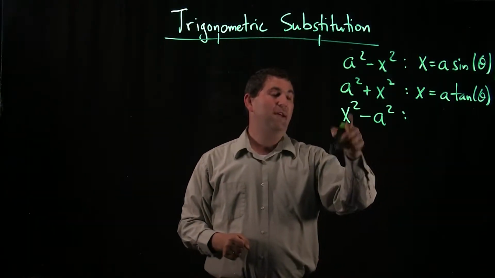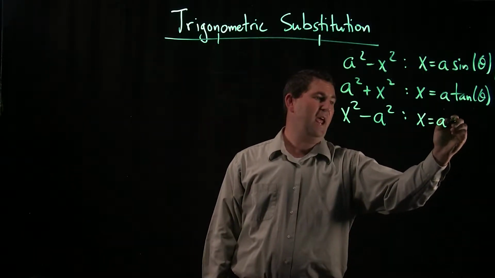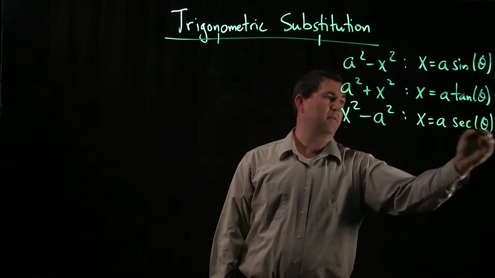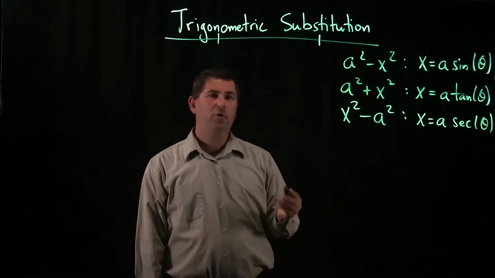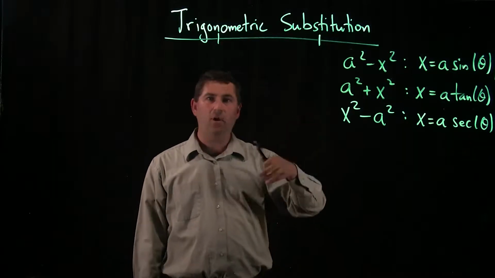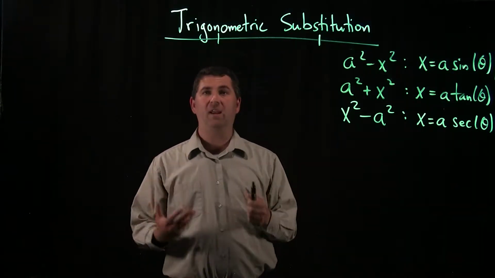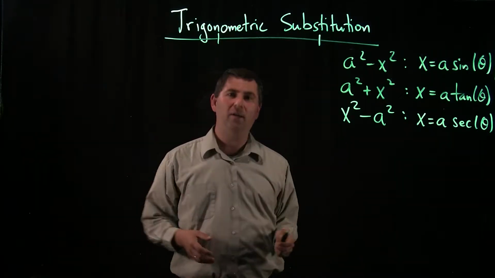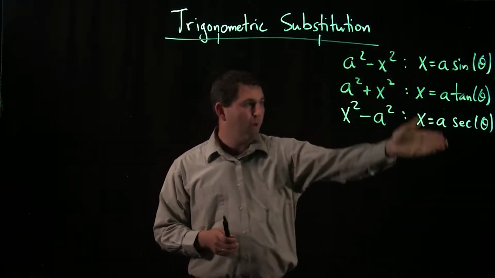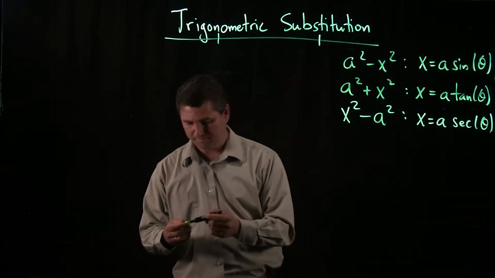All right. When you have x squared minus a squared, the substitution that we're going to use is a secant of theta. You'll notice we don't use the cosines in any of these: cosine, cotangent, cosecant. You really could, it's just you're going to end up getting negatives everywhere that we didn't want to get. So we use sine, tangent, and secant. Let's do an example of this.